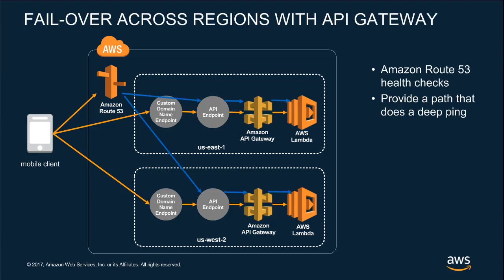You do need, though, to implement regular Amazon Route 53 health checks as part of getting the failover capability to work. One way to do that is providing a specific API resource that the health check can call, and it's recommended to have that API resource do a deep ping, essentially checking all the different components and making sure all the different components are healthy.